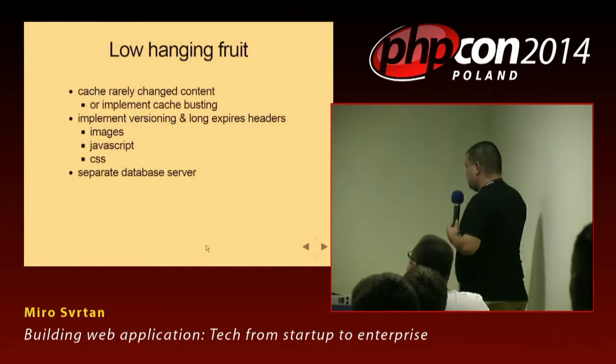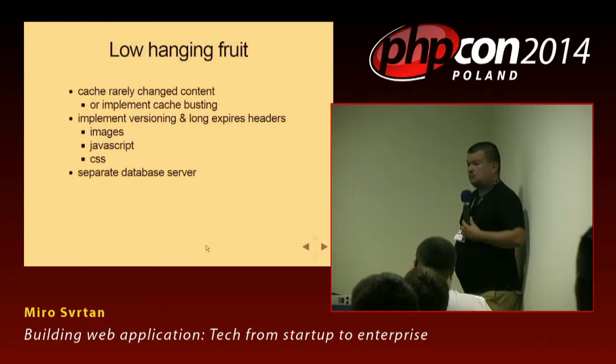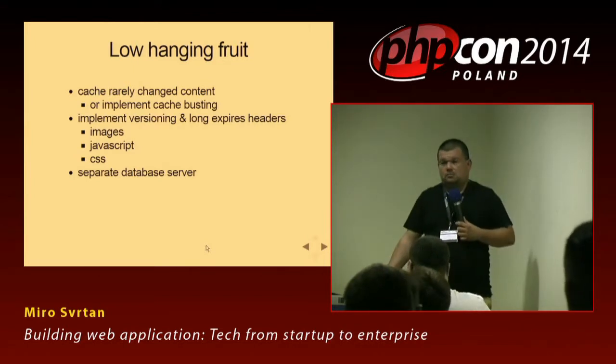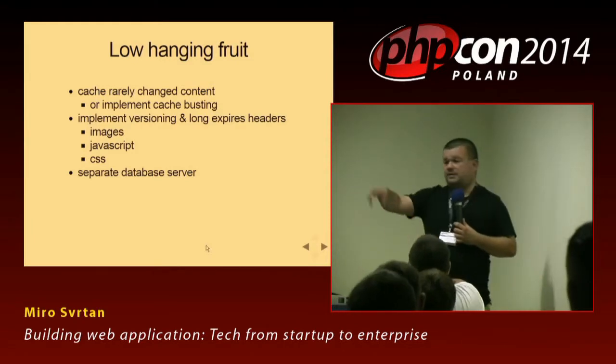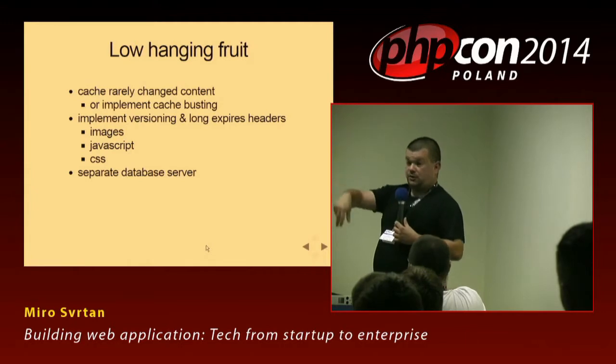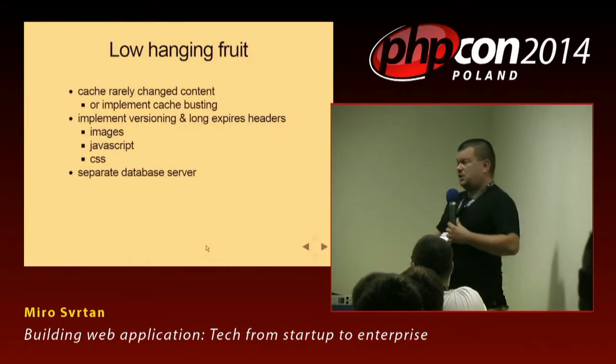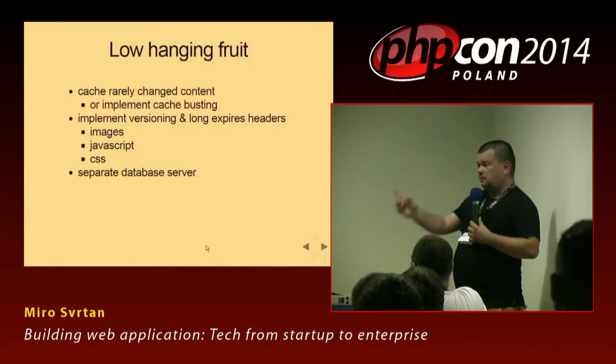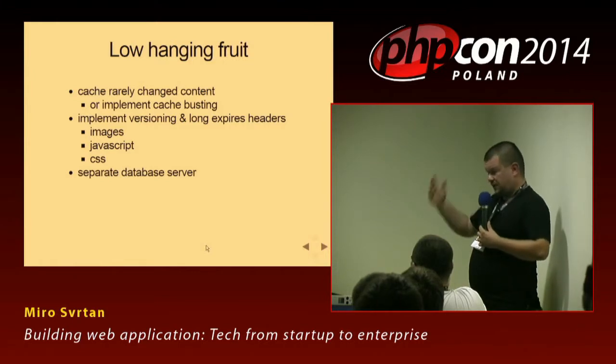Separate database server. It's really easy. If you need performance, just move the database, MySQL, or Postgres, or whatever you're using, from that one application server to another. It's just changing a config where you save a different IP address. It all works.